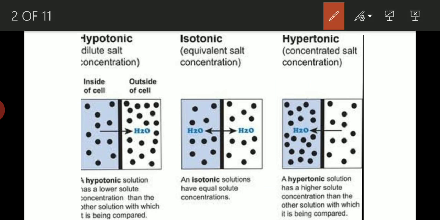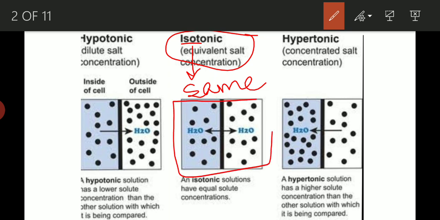Now what do you mean by isotonic solution? Isotonic solution means iso means same. That means in this type of solution, the concentration of solute and the concentration of solvent both are similar. That means on both sides of the solutions, they have equal solute concentration. That type of solution is known as isotonic solution.